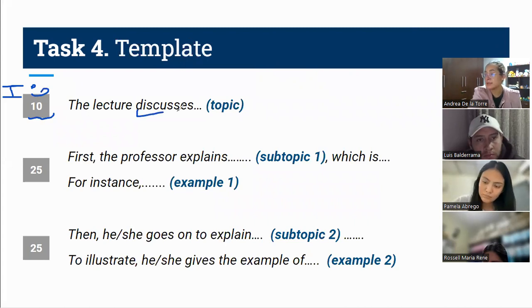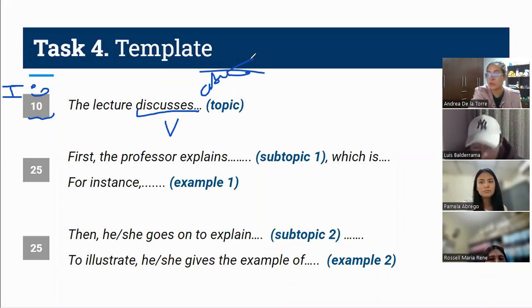The verb discuss does not need any preposition. So please don't say discuss about. This about is incorrect. Okay, I don't want to hear you guys saying about.